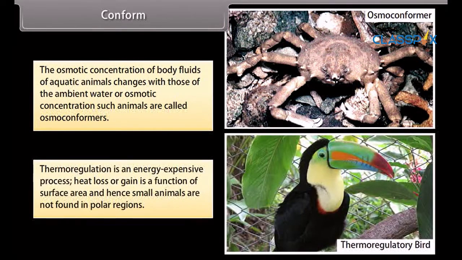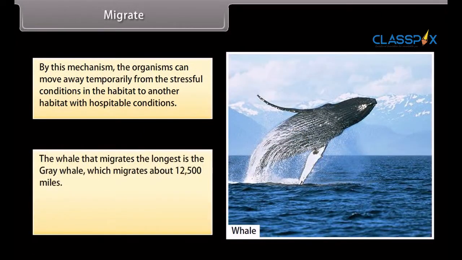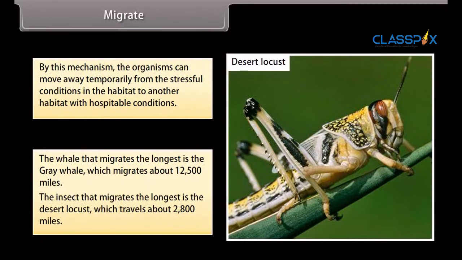Thermoregulation is an energy-expensive process. Heat loss or gain is a function of surface area, and hence small animals are not found in polar regions. Migrate. By this mechanism, organisms can move away temporarily from the stressful conditions in the habitat to another habitat with hospitable conditions. The whale that migrates the longest is the grey whale, which migrates about 12,500 miles. The insect that migrates the longest is the desert locust, which travels about 2,800 miles.